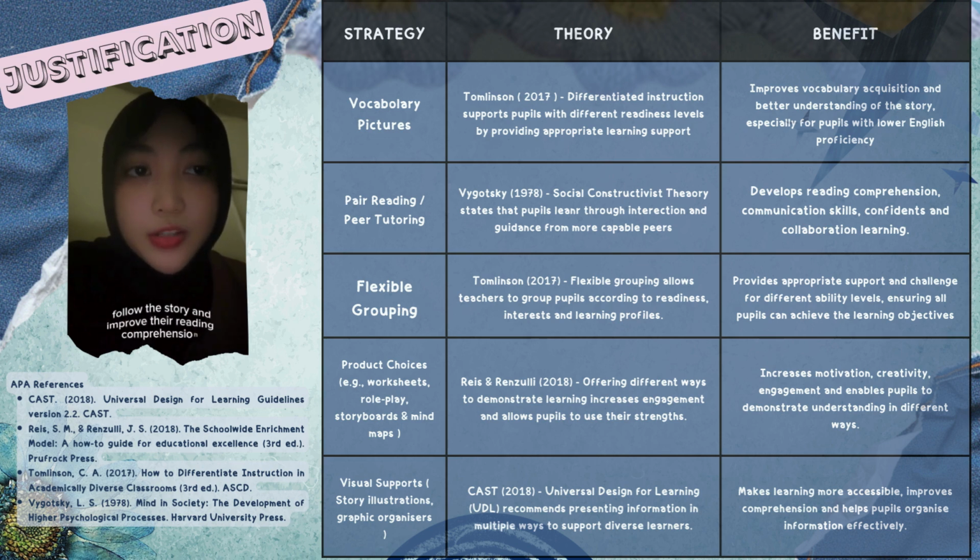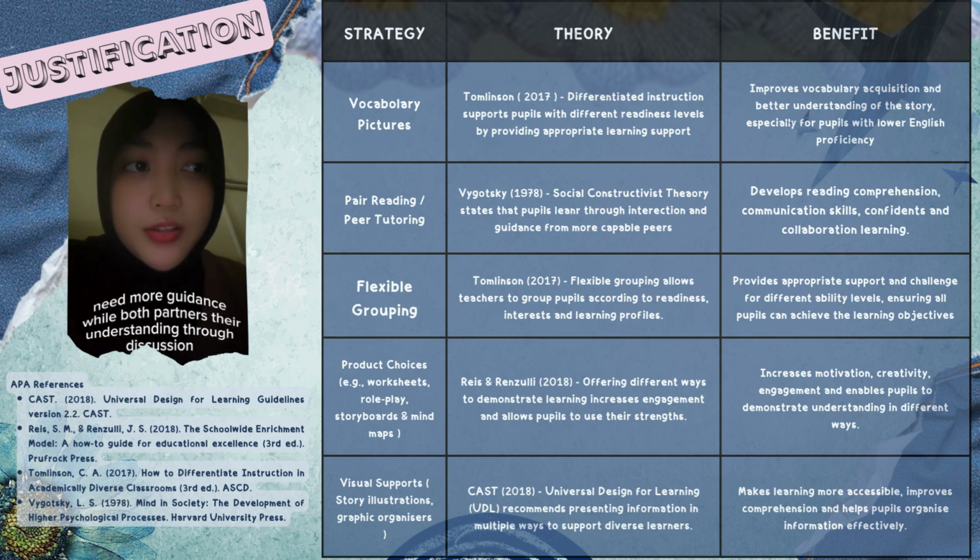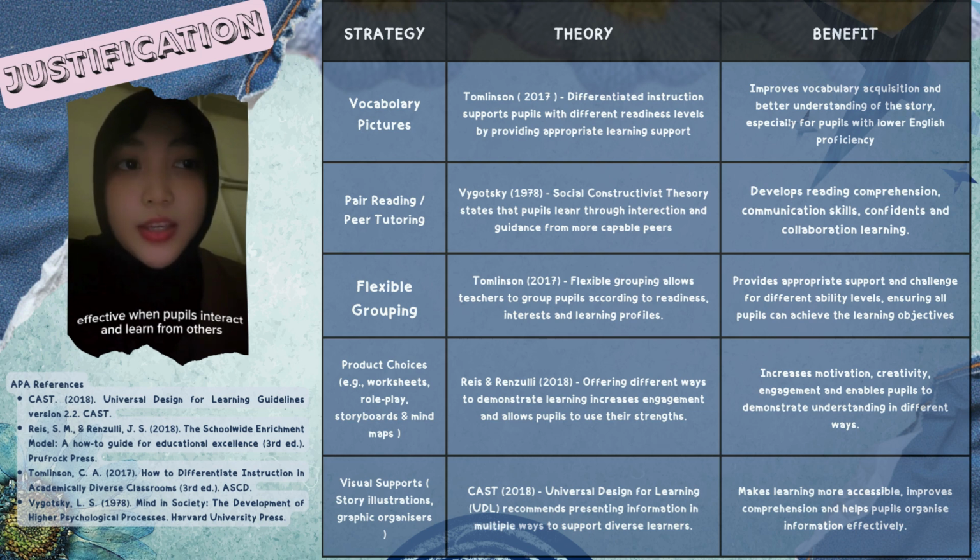The second strategy is pair reading and pair tutoring, which encourages collaborative learning. Pupils work with classmates to read the story, discuss ideas, and help one another understand difficult parts. Higher achieving pupils can support those who need more guidance, while both partners strengthen their understanding through discussion. According to Vygotsky's social constructivism theory, learning becomes more effective when pupils interact and learn from others. This strategy also builds communication skills, confidence, and teamwork.